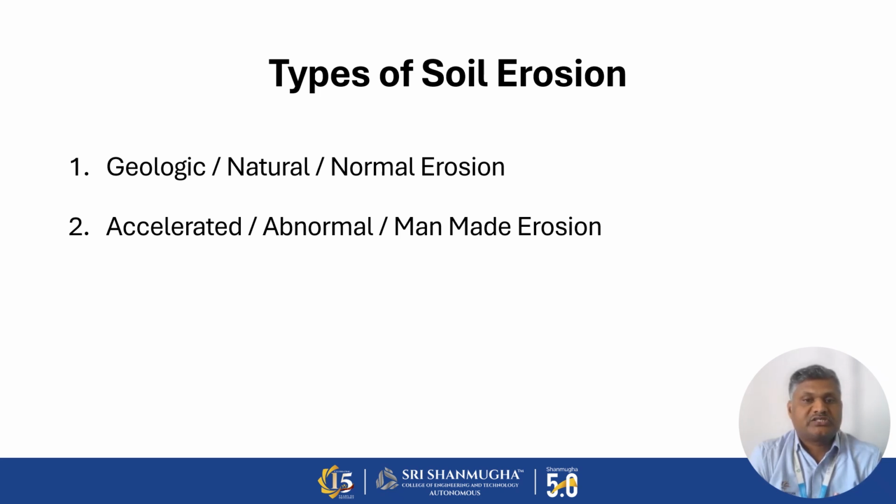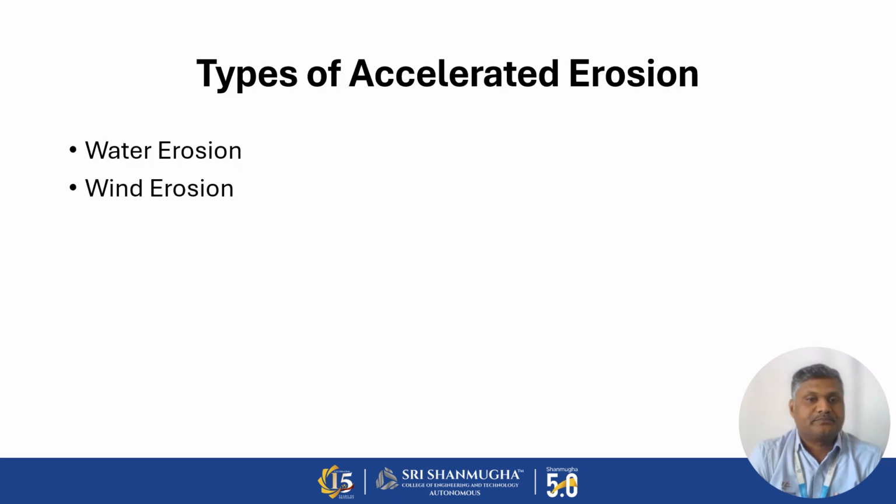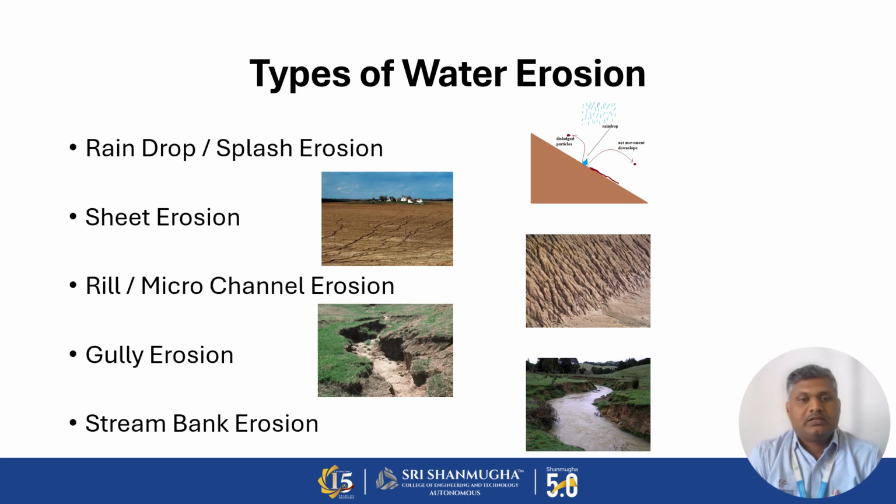is caused by acceleration or artificially, like by wind or rainwater. There are two types of accelerated erosion: water erosion and wind erosion. Water erosion is soil particles eroded by the force of water, and wind erosion is soil erosion caused by wind forces.